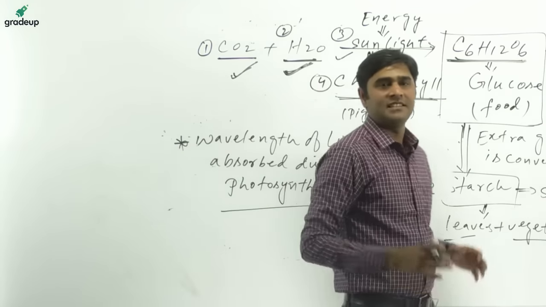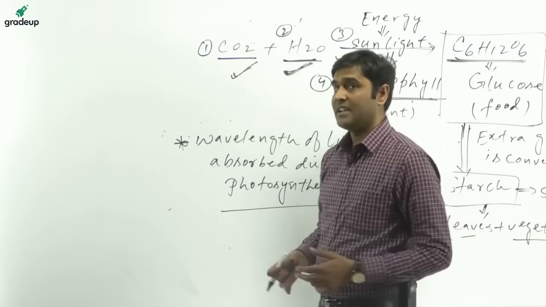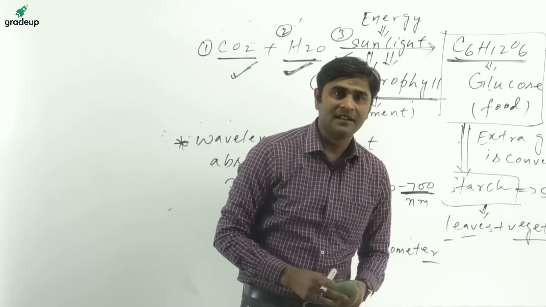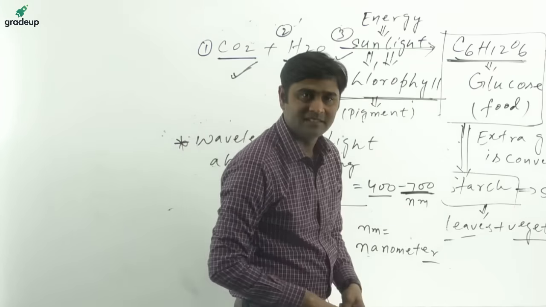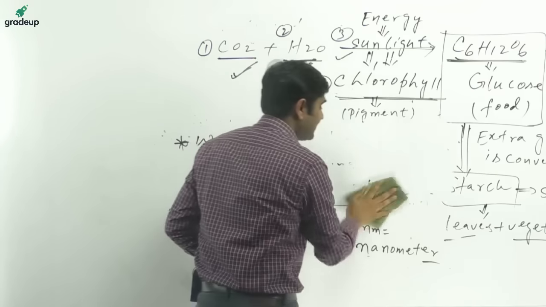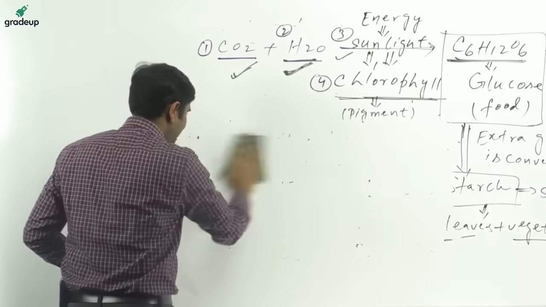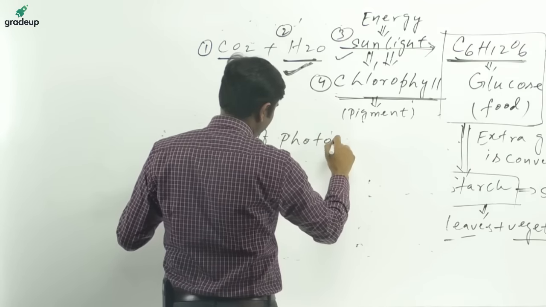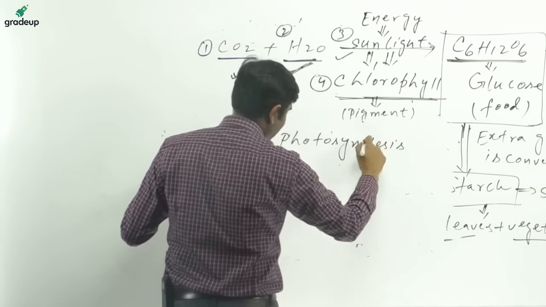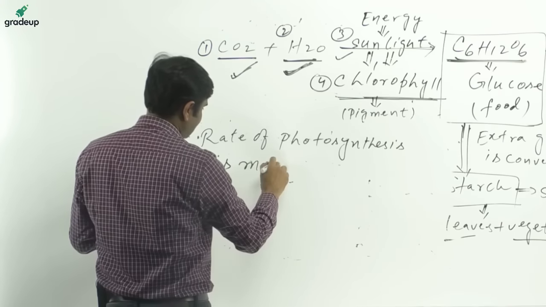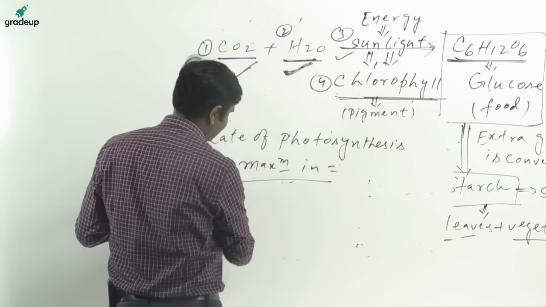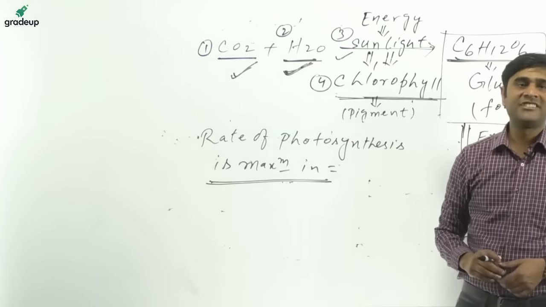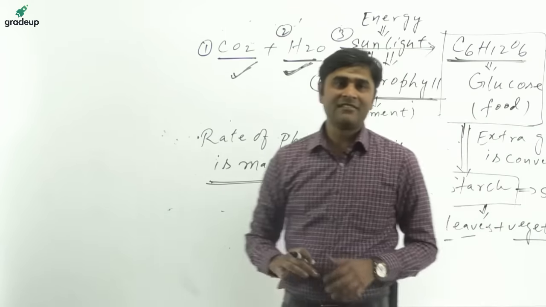Now, the rate of photosynthesis is maximum in which color of light, guys? A question can be asked from here. Abhi Mehta, give me the correct answer please. Rate of photosynthesis is maximum in which color? Gandhar Pradhan is saying red color.